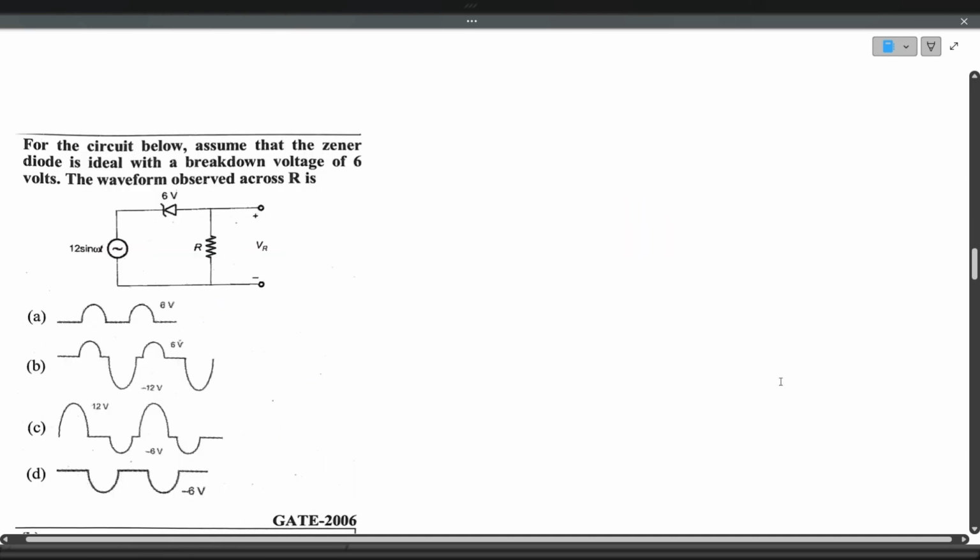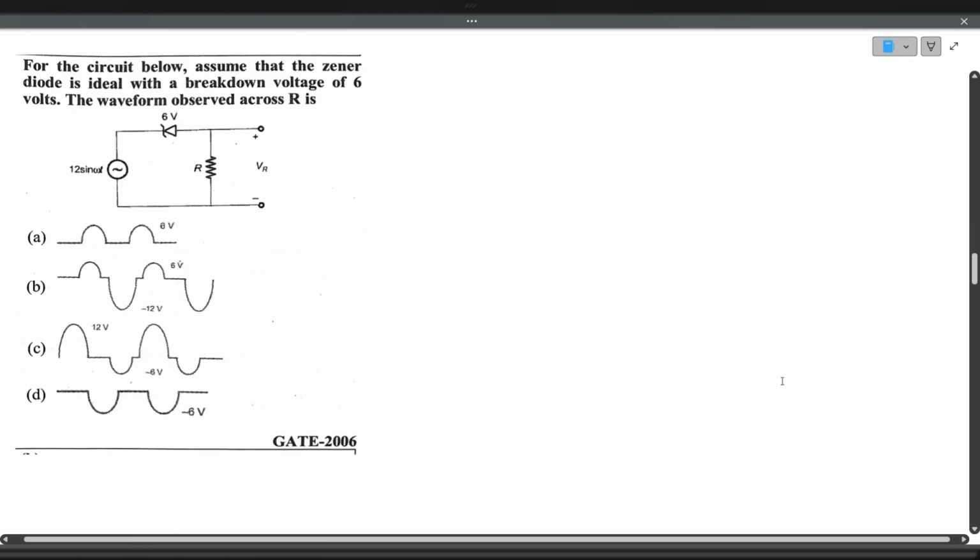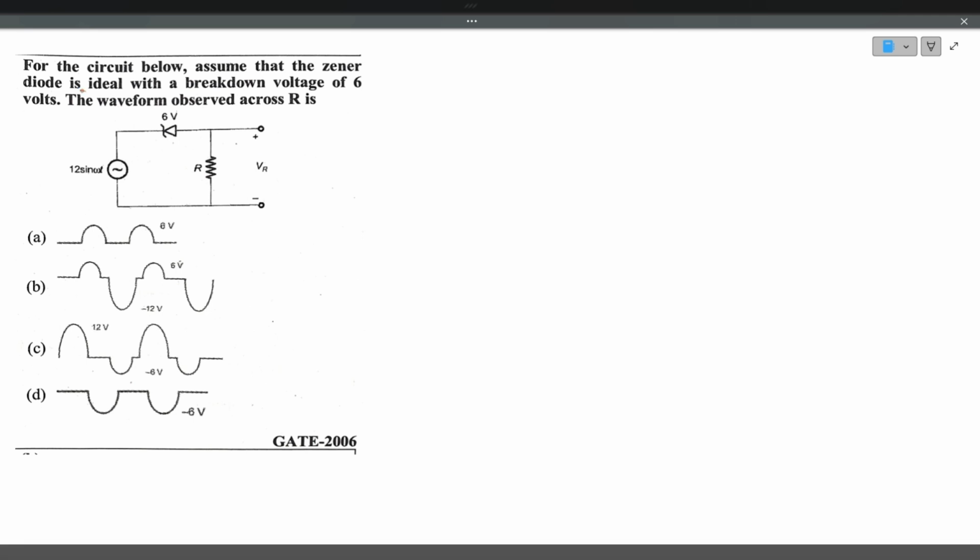Now we'll see the next problem. For the circuit below, assume the Zener diode is ideal. He is telling the Zener diode is ideal, meaning the forward voltage drop across the Zener diode is 0, with a breakdown of 6 volts. Zener breakdown voltage is 6 volts. When the diode is forward biased, the forward voltage drop will be 0.